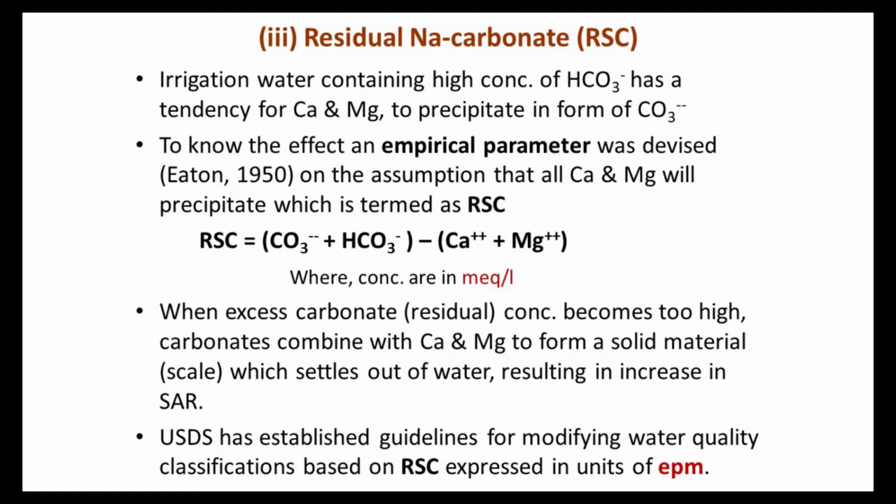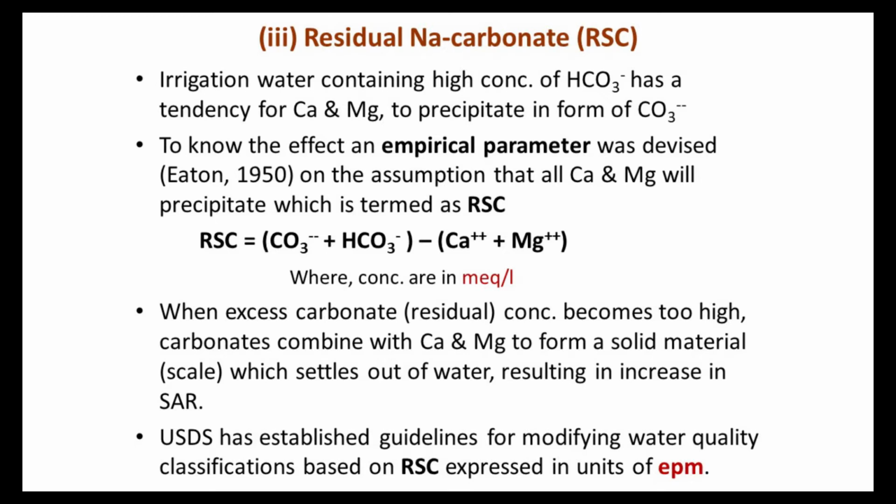Residual sodium carbonate is equal to carbonate plus bicarbonate minus calcium plus magnesium, where the concentration of these are in milliequivalent per liter. When excess carbonate or residual carbonate concentration becomes too high, the carbonates combine with calcium and magnesium to form a solid material, which can be in the form of scale and which settles out of the water. The end result is an increase in sodium absorption ratio.